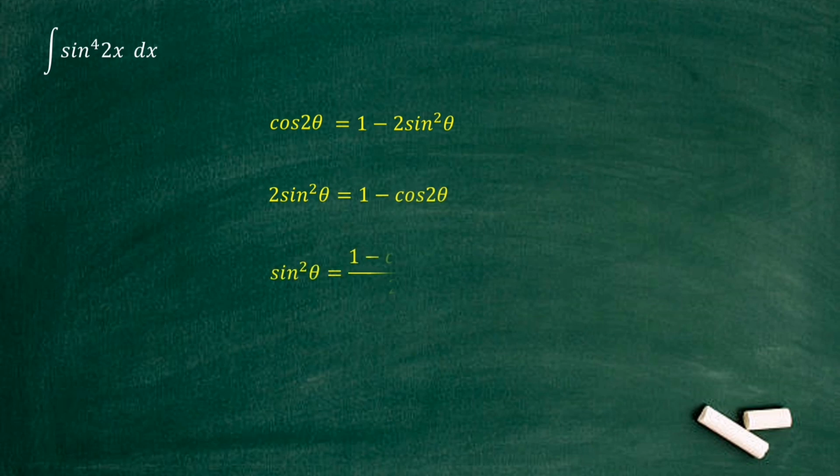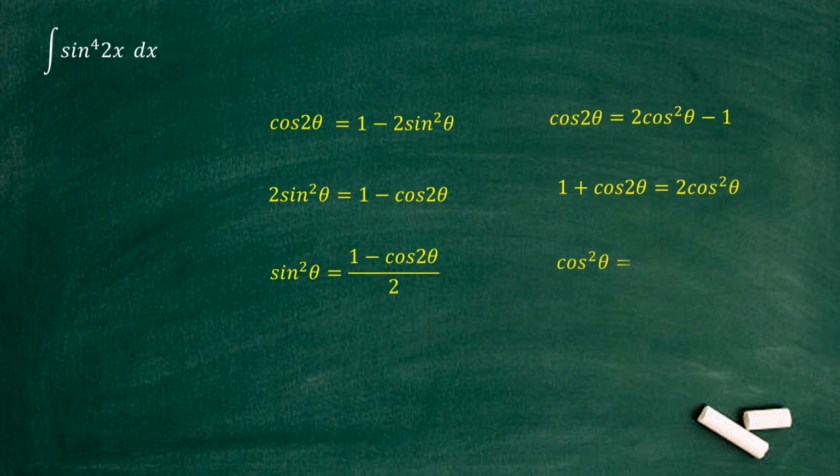Before we start anything, let's think about how we can solve this question. We know that cos 2 theta can be written as 1 minus 2 sine squared theta, and then we can rewrite sine squared theta as (1 minus cos 2 theta) over 2. Furthermore, cos 2 theta can be written as 2 cos squared theta minus 1, and then we can rewrite cos squared theta as (1 plus cos 2 theta) over 2. So using these equations, we can convert the square form of the sine and cosine terms to linear form.